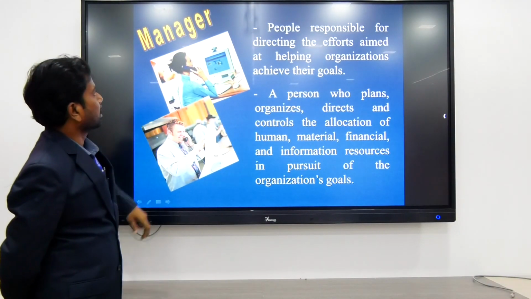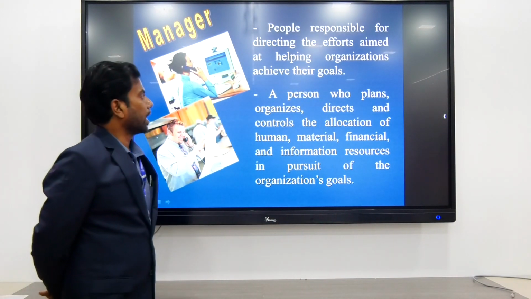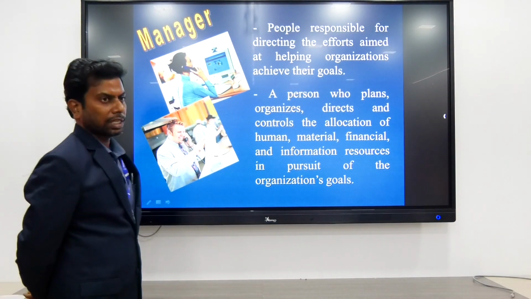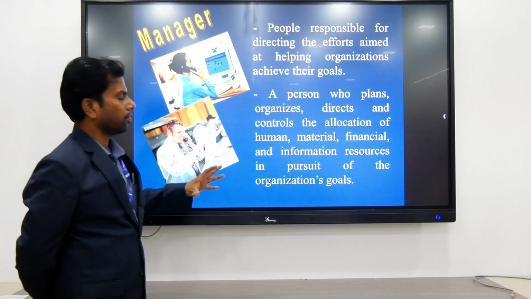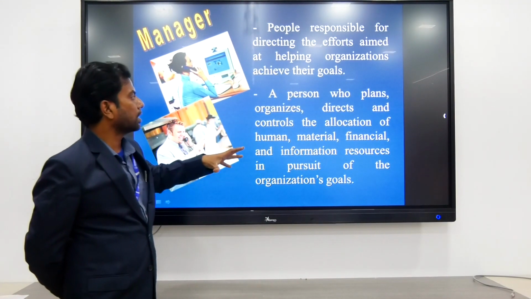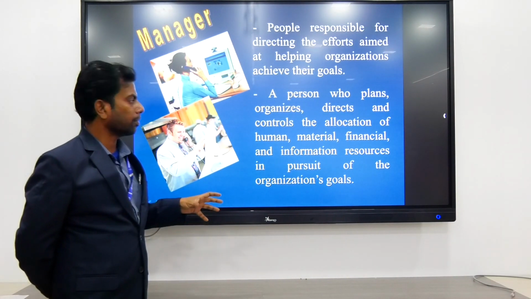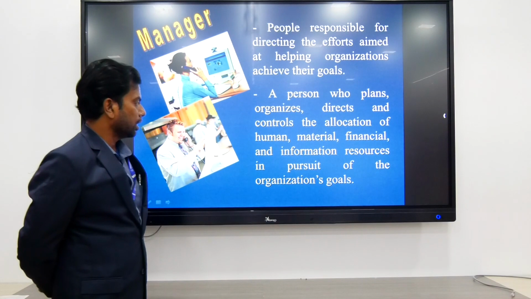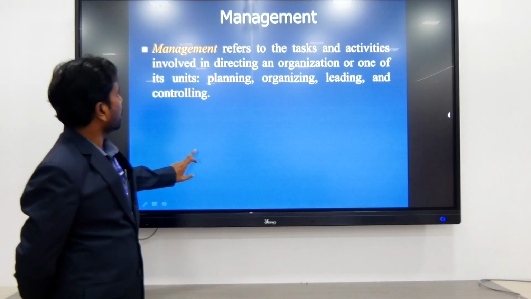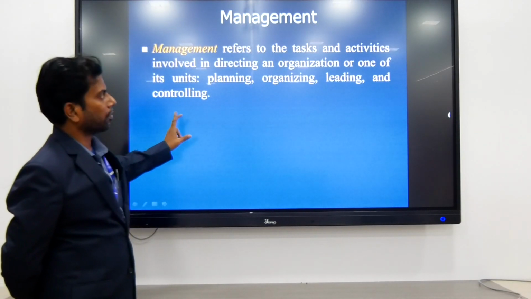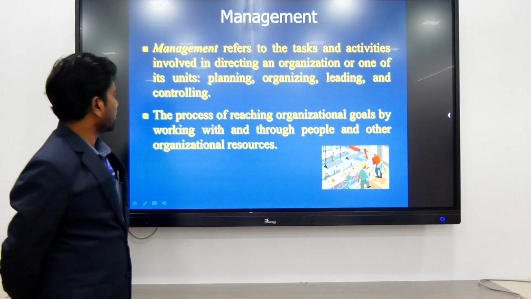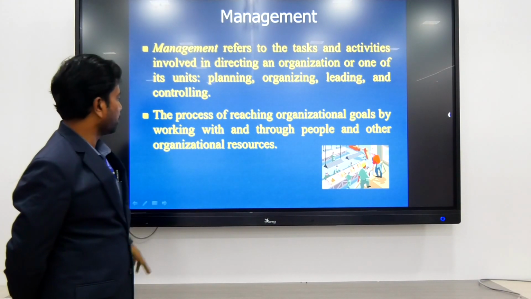Then what is a manager? The people responsible for directing the efforts aimed at helping the organization to achieve its goals. A person who has some skills, we will discuss what skills the manager has later. Before that, a manager is a person who plans, organizes, directs and controls the allocation of human, material, financial and information resources in pursuit of the organization's goal. Then, another definition of management: it refers to the task of organizing, leading and controlling, and the process of reaching organizational goals by working with individual people or groups of people.